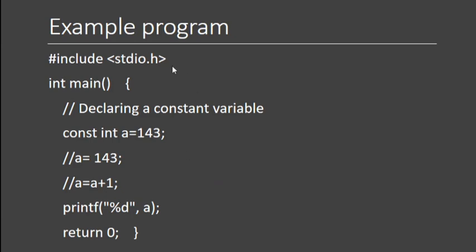Let me explain this program. It includes the standard input output header file, and declares const int a equal to 143. Here I should assign immediately, and if I assign later, it will give an error. It is not possible to increment the value of a, 143, so it is not possible. Then print a, and that will be printed. Let me discuss this with an example program.